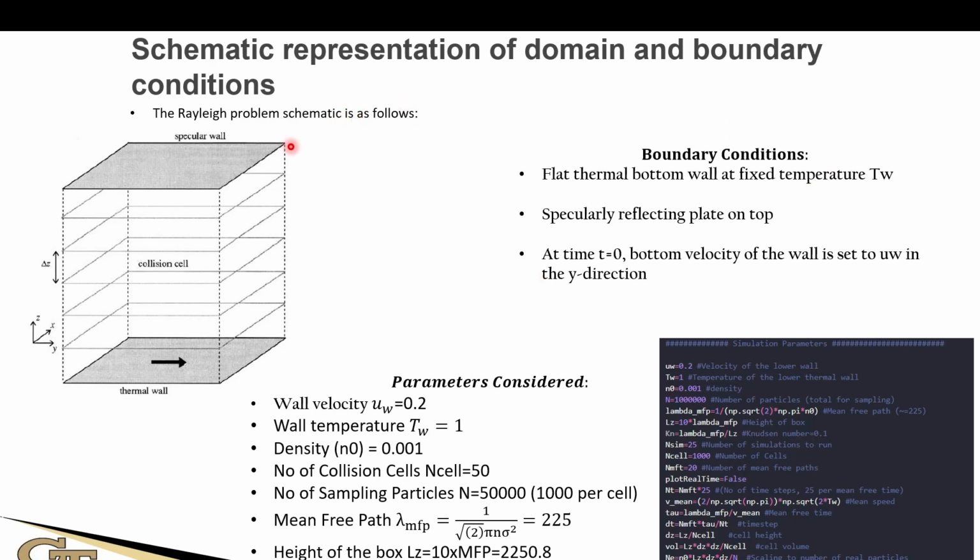So this is a representation of the domain. We have a specularly reflecting wall at the top, a thermal wall at the bottom, maintained at constant temperature of TW, and it is assigned an impulsive velocity along the positive y direction at time t equal to 0 with a value of 0.2, which is a subsonic case. 50 cells are selected and 50,000 particles are simulated.